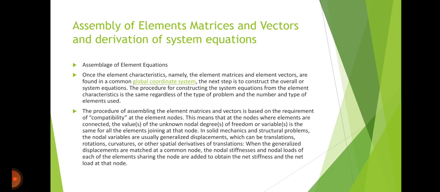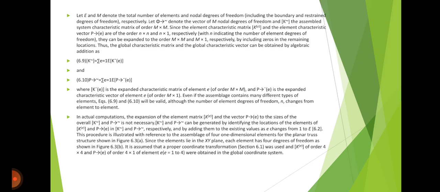This means that at the node where elements are connected, the values of known as nodal degrees of freedom or variables are matched. The nodal variables are usually generalized displacements, which can be translations, rotations, curvatures, or other spatial derivatives of translation. When the generalized displacements are matched at a common node, the nodal stiffness and nodal loads of each of the elements sharing the node are added to obtain the net stiffness and the net load at that node.